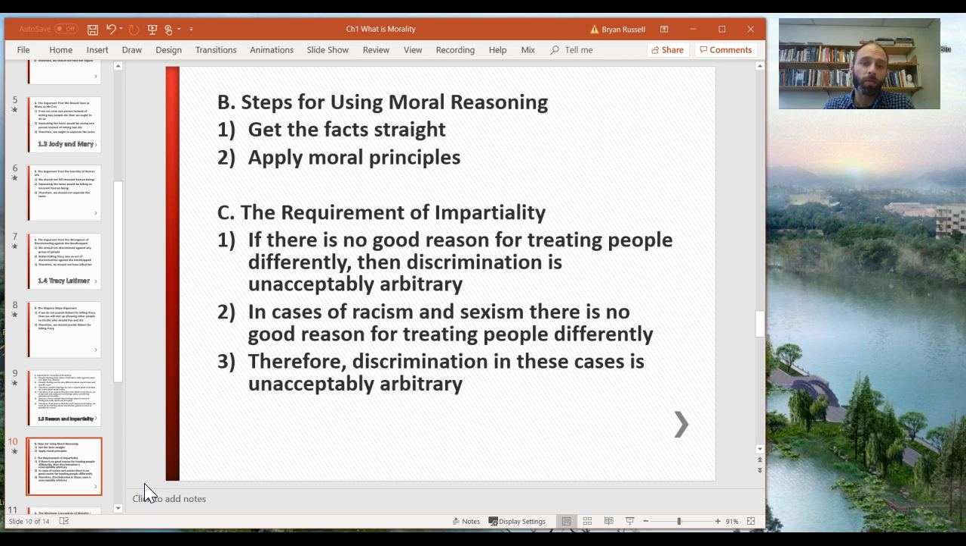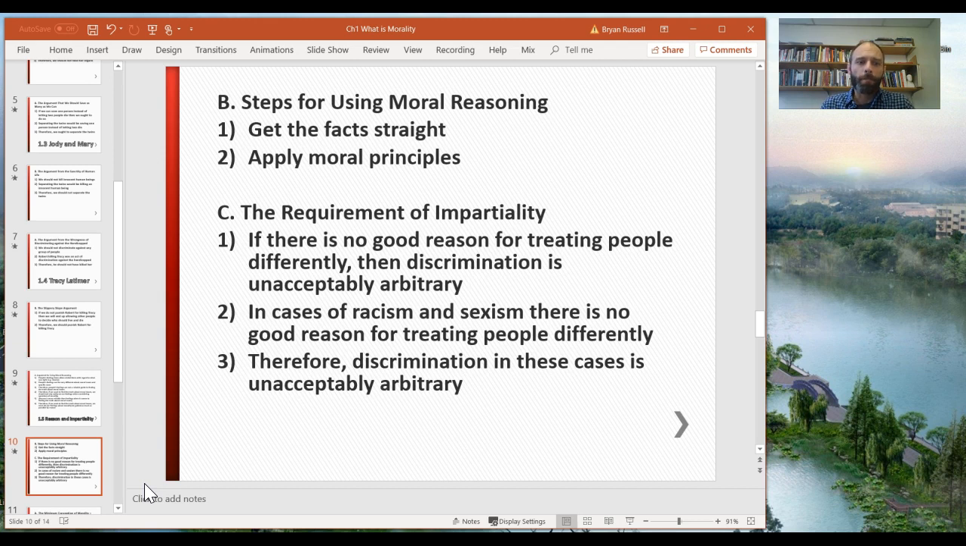Next, apply a moral principle. We can't just go from the facts to a moral judgment. There needs to be some general moral principle that gives us a guideline to jump from the facts to the judgment. You can say everything you want about matters of fact, but that'll never lead you to an ought. As one philosopher famously said, you can't derive an ought from an is. You need some kind of moral principle to get you to that moral judgment.